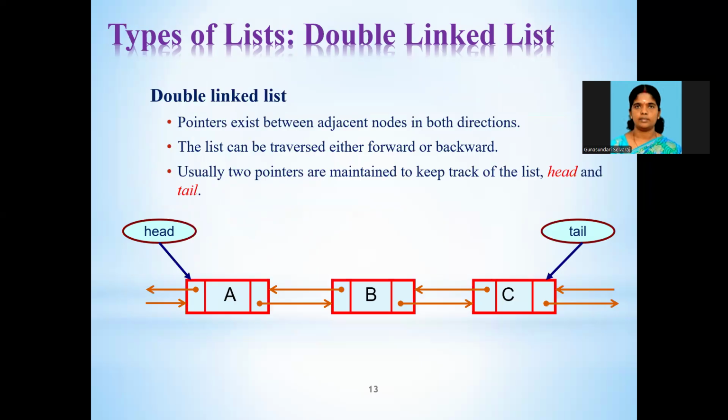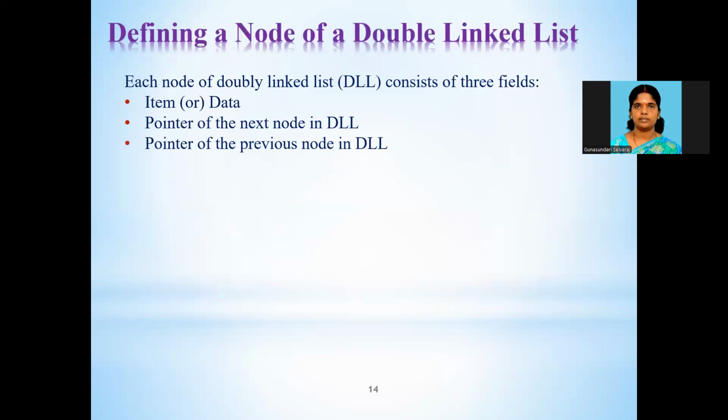So what is doubly linked list? A node is going to have three fields. One is the data field, one is the next field, and one is the previous field. So data, next, prev. Next contains the address of the next node. Prev contains the address of the previous node.